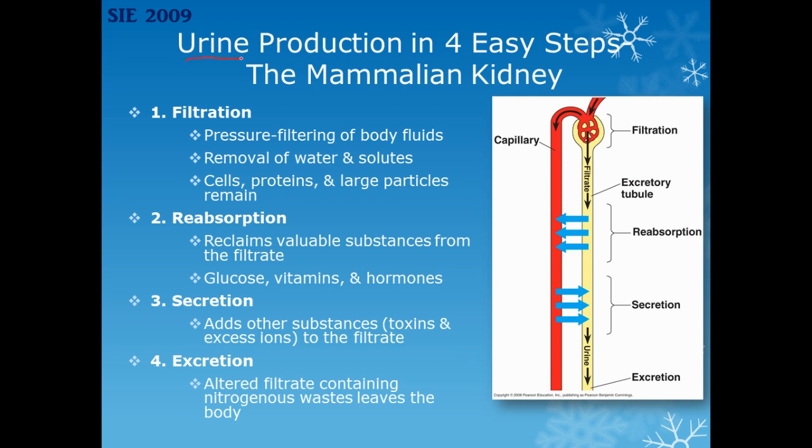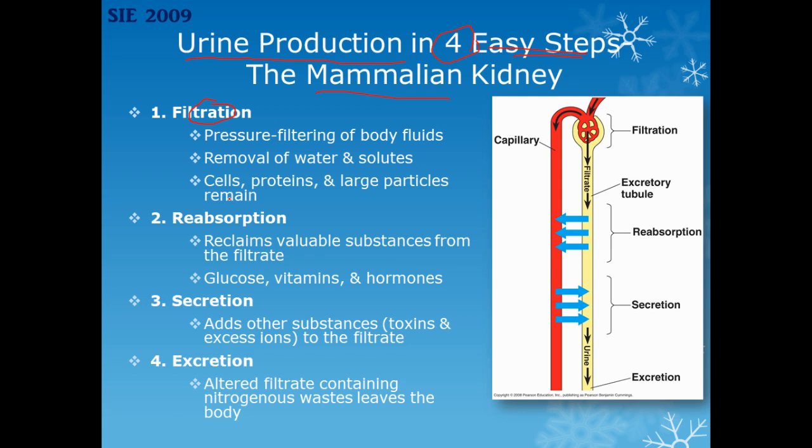Then we have urine production in four easy steps in the mammalian kidney. The first one is filtration. The second one is reabsorption. The third step is secretion, and the last step of urine production is excretion.